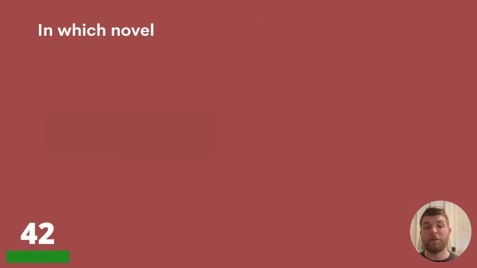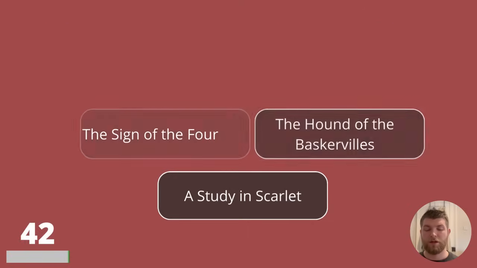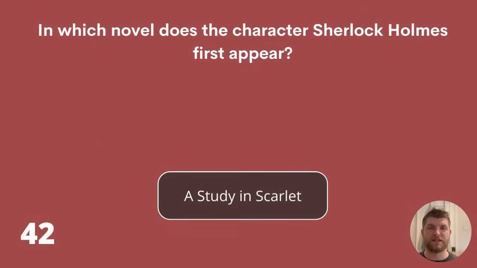42. In which novel does the character Sherlock Holmes first appear? The Sign of the Four, The Hound of the Baskervilles, or A Study in Scarlet? The answer is A Study in Scarlet.